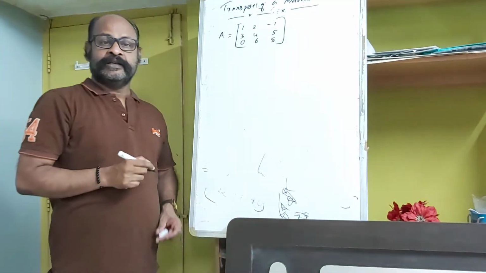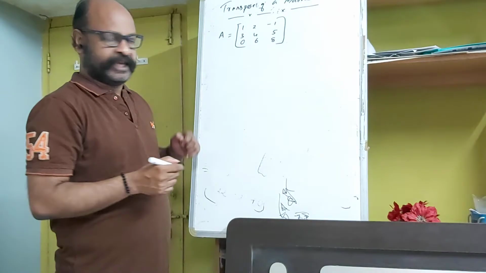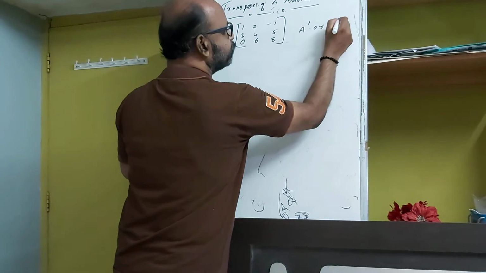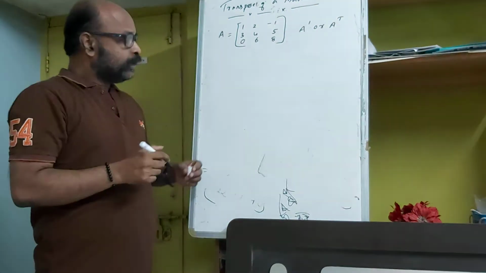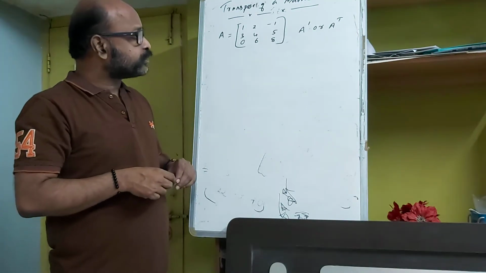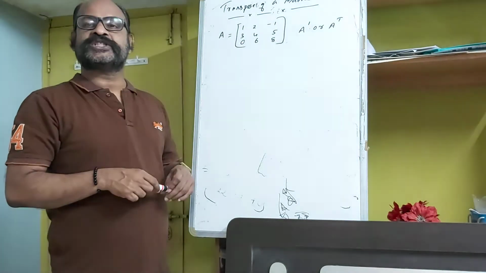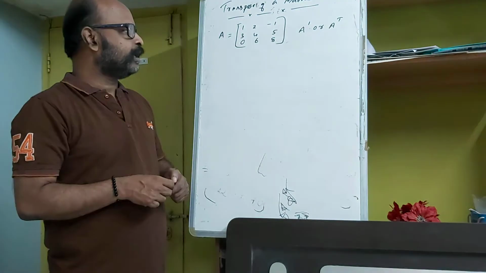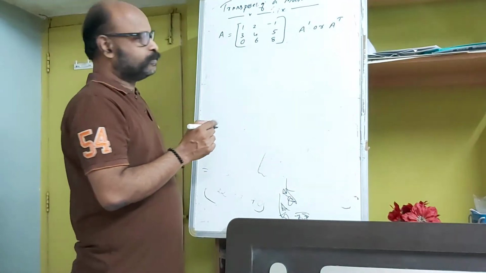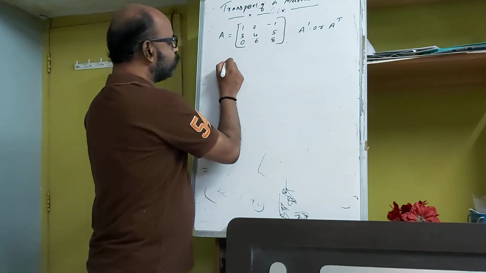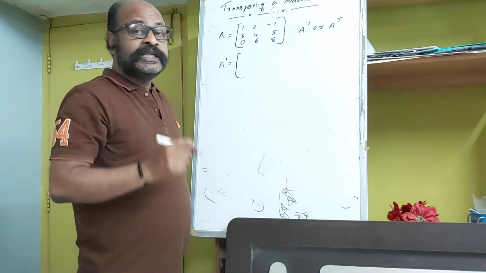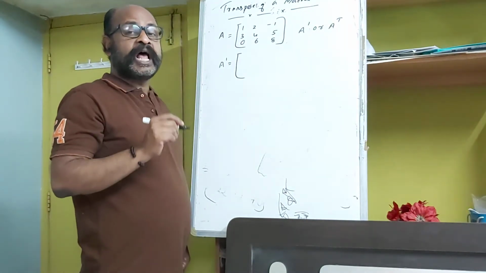Then the transpose of A is denoted by either A dash or A raised to T, but we read both as A transpose. So A dash stands for A transpose and A raised to T also stands for A transpose. Now we discuss how to obtain A transpose. A transpose is the matrix obtained by interchanging the rows and columns.